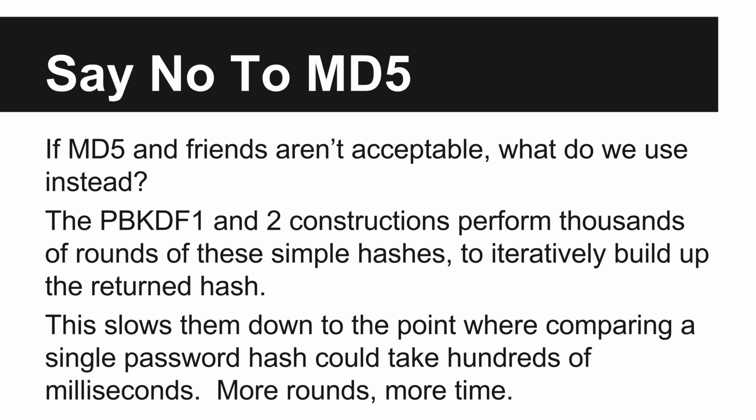Now, if MD5 and friends aren't okay, what can we use? Well, the PBKDF1 and 2 constructions perform thousands of rounds of these hashes to build up a final hash. This means that by customizing the number of rounds, you can slow them down arbitrarily. For instance, you could tweak it so that the password verification takes 100 milliseconds on average on your server. The more rounds, the longer it takes.